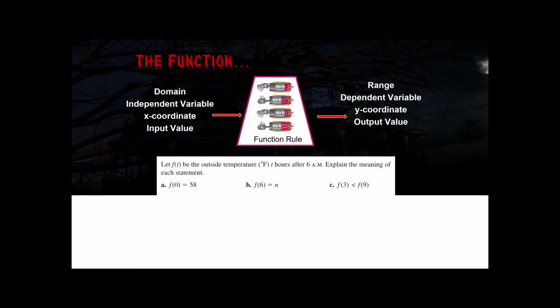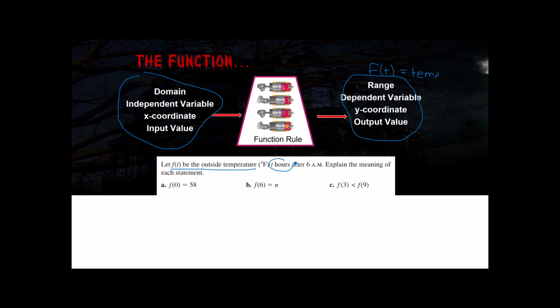Here's the last thing I've got for you. Once again, I've repeated this idea of if any of these things go into your rule, out pops these things. Let's look at what the problem says. It says, let f of t be the outside temperature. Notice they're saying if you put t into rule f, what you get is the temperature. And notice I'm writing that out here so you can see it so you don't forget. F of t is the temperature.